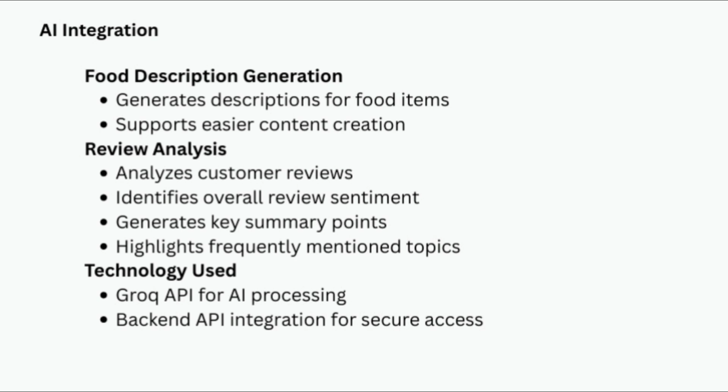The second feature is AI food description generation. When an admin creates a new food item, instead of manually writing a description, the application sends the food details to the Groq API. The AI then generates a professional and attractive food description automatically.